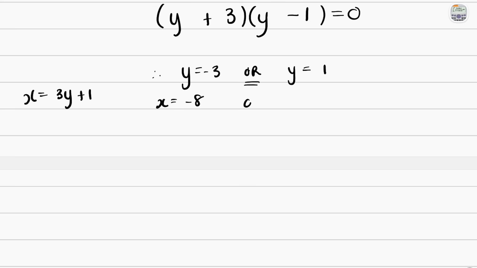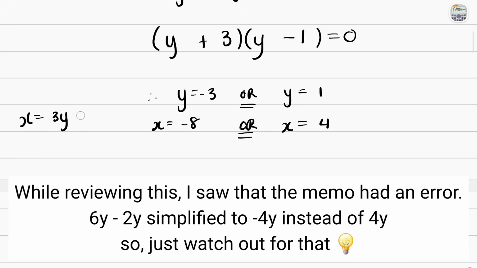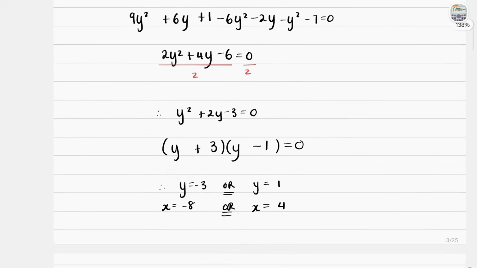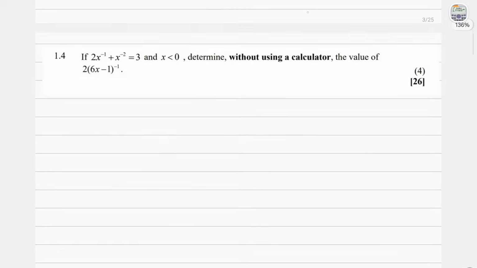Or x is equal to 3, and then the y value here is 1, plus 1. So that gives us 4. Okay, so these are our answers. x is equal to negative 8, while y equals negative 3. Or x equals 4, while y equals 1. And that is our answer. Moving on to the next question.